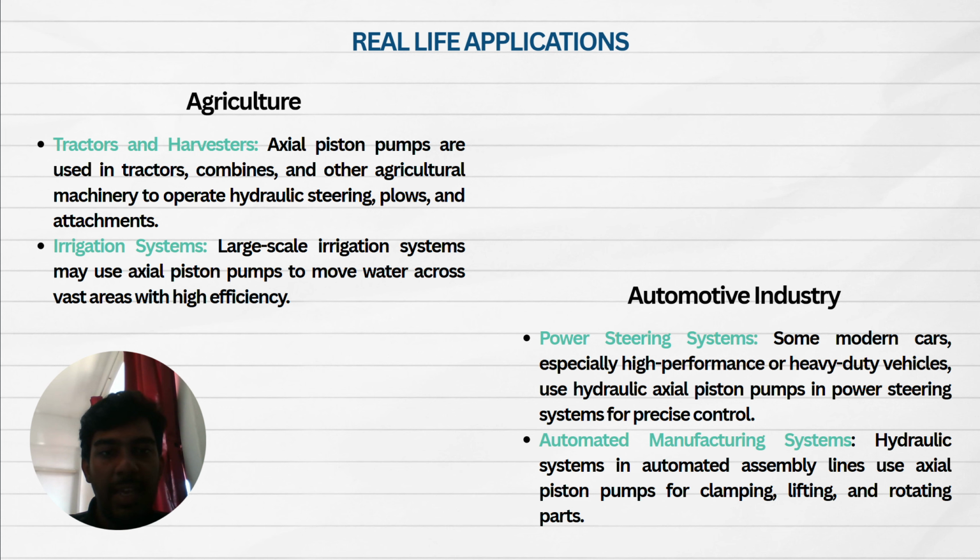For the second application, it is the automotive industry, where some modern cars, especially high performance or heavy duty vehicles, use hydraulic axial piston pumps in power steering systems for precision control. It is also used in automated assembly lines for clamping, lifting and rotating parts.